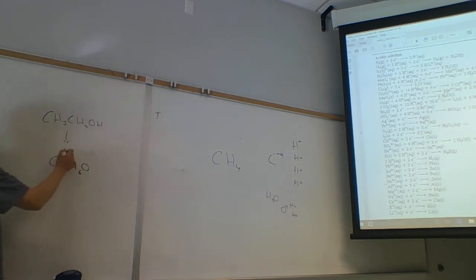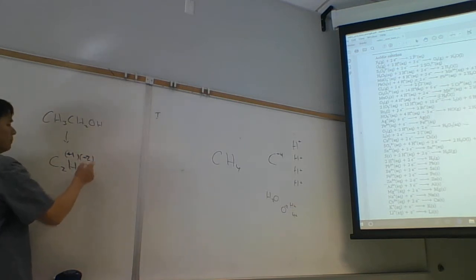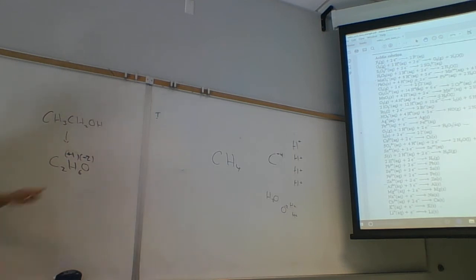Hydrogen goes first at +1. So each hydrogen is +1. What's oxygen? -2. Okay, that means carbon must be, well, if this is +1, we got 6 of those. That's +6, positive charge, -2 is +4. This must be -4. So that means each carbon must be -2.